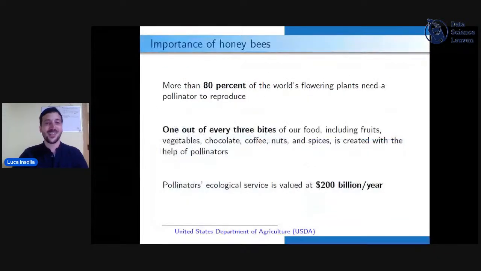Aside from my personal interest, I think honeybee colony loss is a very important topic for the whole society. The vast majority of flowering plants need pollinators for their reproduction. The consequence is that approximately one third of our food consumption directly or indirectly relies on pollinator services, and this ecological service is estimated to be worth $200 billion per year. Of course, pollinators do not include only honeybees, but they definitely play a major role in this picture.